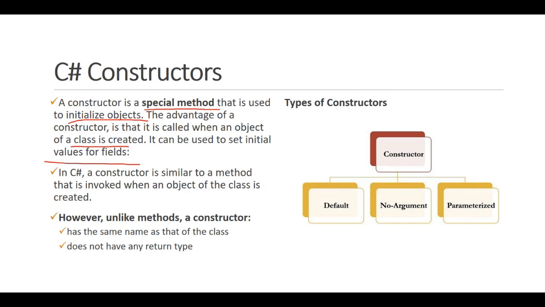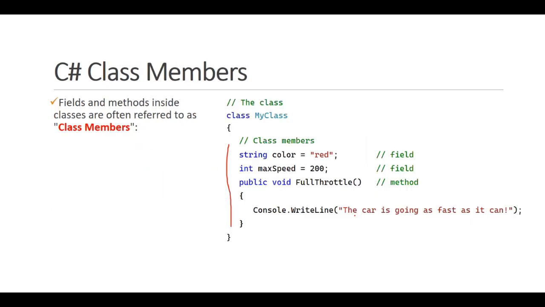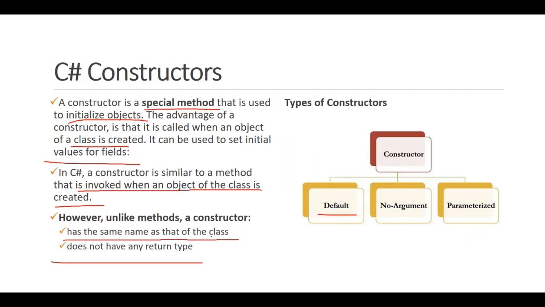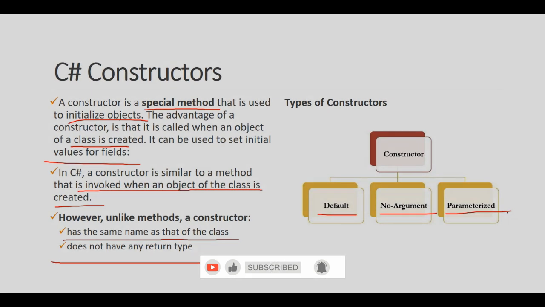In C#, a constructor is similar to a method that is invoked when an object of the class is created. However, unlike methods, a constructor has the same name as the class and does not have any return type. It will not return any data. It will be the template for creating objects. The constructor can be default, like this. It is default when there are no parameters, no arguments. Or it can be parameterized, so we can send arguments, and the arguments will be the values of the object.